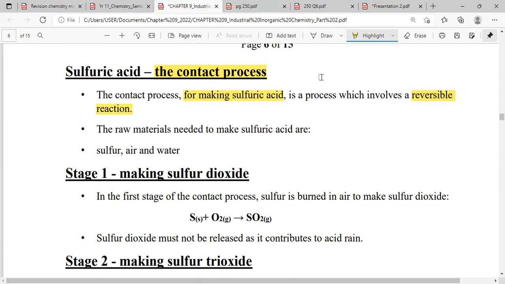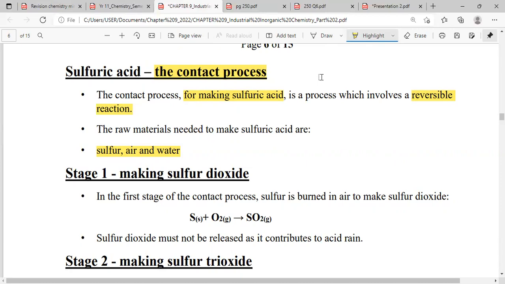The raw materials to make sulfuric acid are sulfur, air and water. Now what are raw materials? What do you understand by the term raw materials? Okay, good. They are natural resources, substances that are obtained naturally. Like sulfur is found under the Earth's crust. Air is the surrounding atmosphere, and water is available on the Earth. So all these are used to make sulfuric acid.